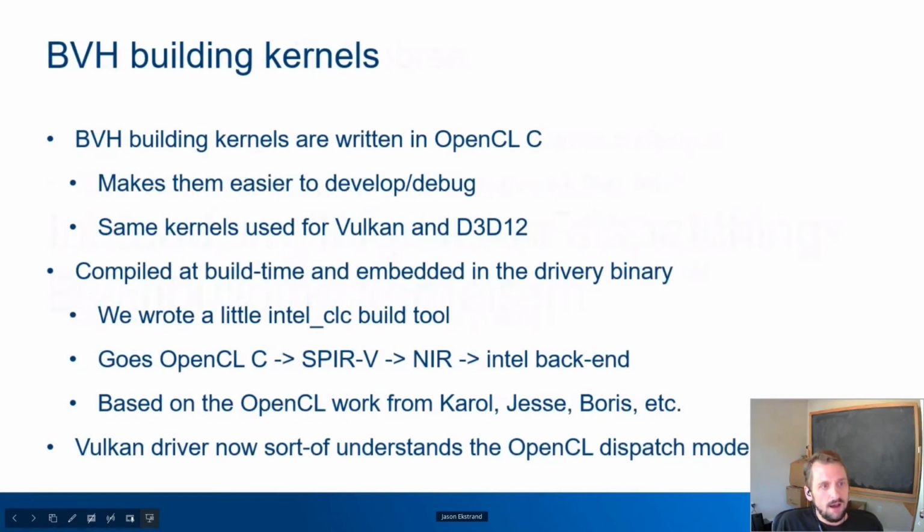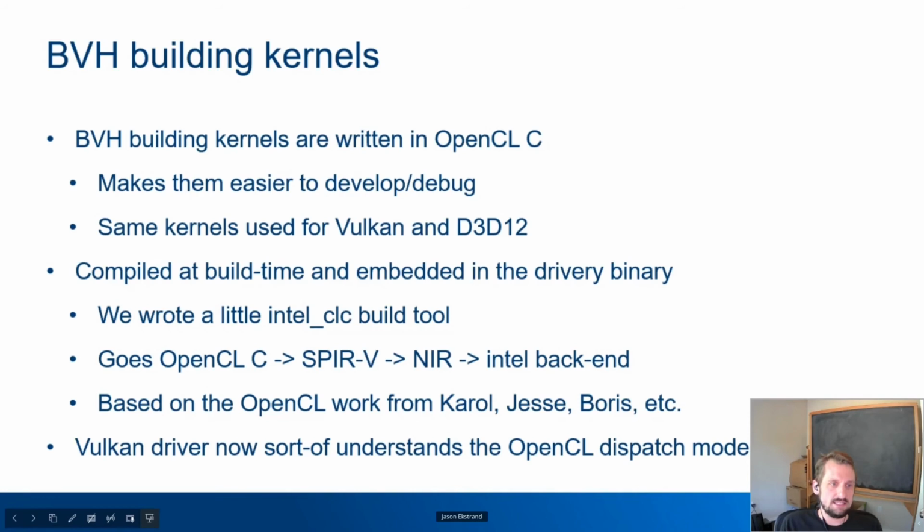So the way we do BVH building is we have a bunch of kernels that are written in OpenCL C. We wrote them in OpenCL C because it's easier to develop and debug that way. And we were going to share the kernels between Vulkan and D3D12, so there wasn't really a common format anyway. Might as well do it in what's easy for developers.